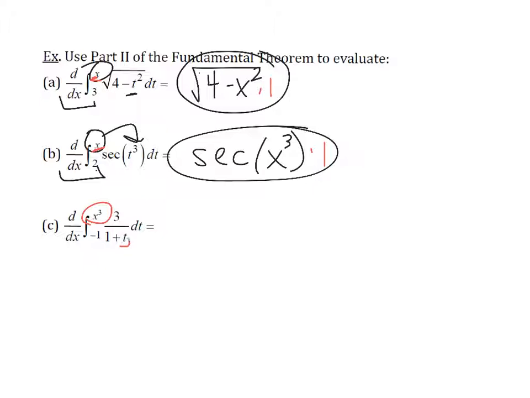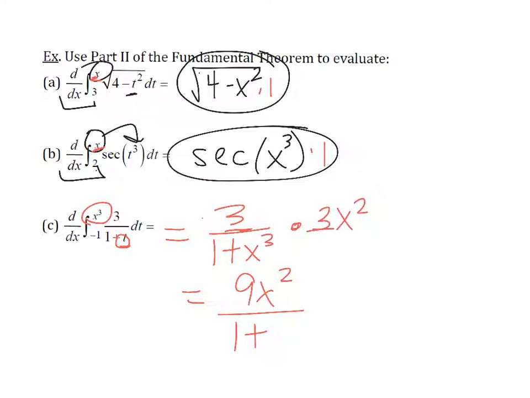So first I'm going to substitute in for my t. So my answer is going to be 3 over 1 plus x cubed times the derivative of x cubed, which is 3x squared. So let's clean this up a little bit. I'm going to multiply that 3 and 3. This gives me 9x squared over 1 plus x cubed. So the second fundamental theorem of calculus is very easy to recognize because a derivative and an integral put together is going to be your hint that this is FTC part 2.